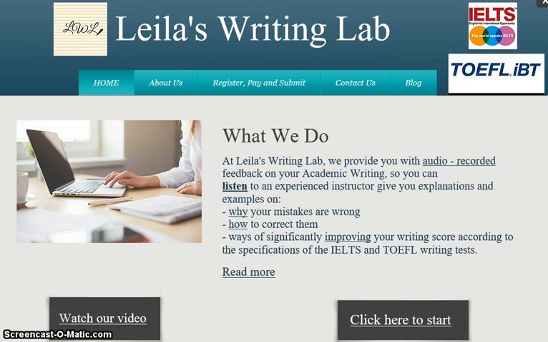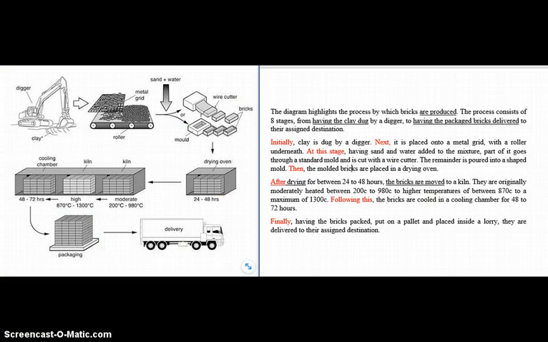My name is Layla. If you remember, I put this question on my blog, which was writing about a process for the IELTS Task 1. And this is the diagram that we have, starting with a digger digging clay all the way to the end where the goods or the products are delivered.